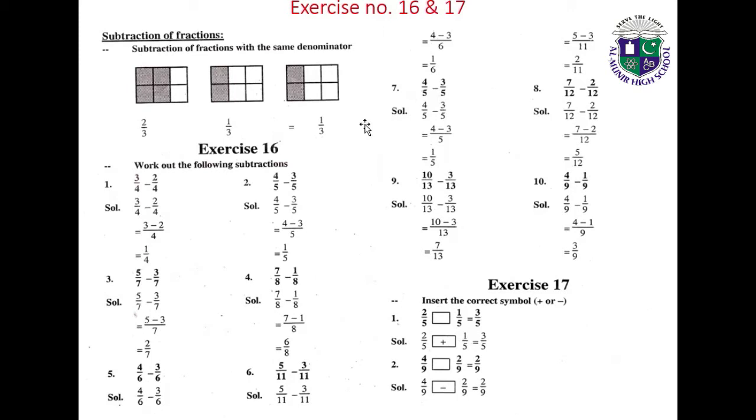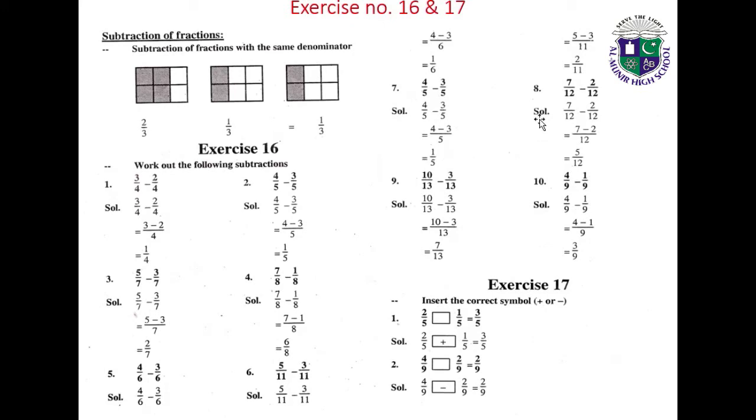Next question, question number 7. 4 over 5 minus 3 over 5. The 5 is common and 4 minus 3. The value of 3 subtracted from the value of 4, we get the answer 1 over 5 is your answer.